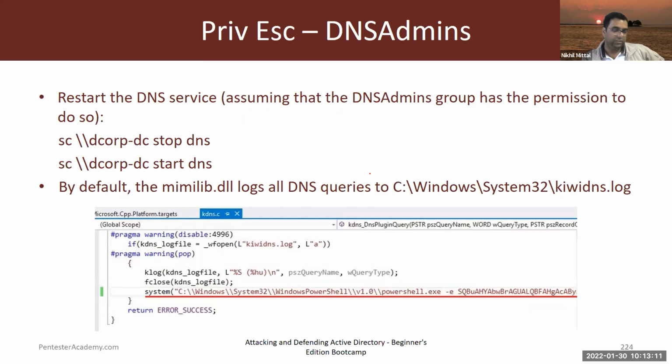Once you have loaded the DLL, you need to restart the DNS service. Now, by default, the mimilib.dll just logs all DNS queries to this path. If you want to make anything interesting out of it, you can, for example, run a PowerShell reverse shell or whatever you want in place of just logging the queries to kiwidns.log. However, this has been fixed as of November 2021. I've kept it just for a couple more runs of the class before everyone patches it. So that's about another privilege escalation opportunity.